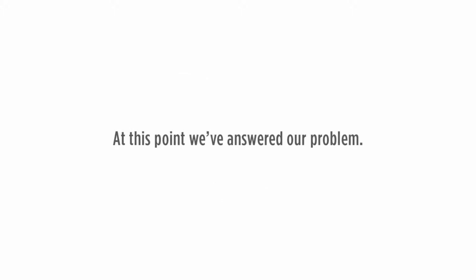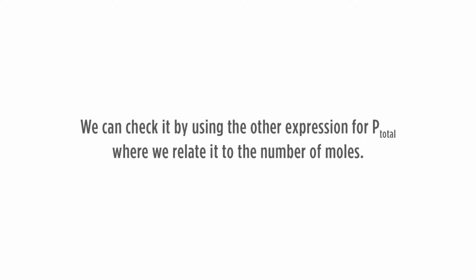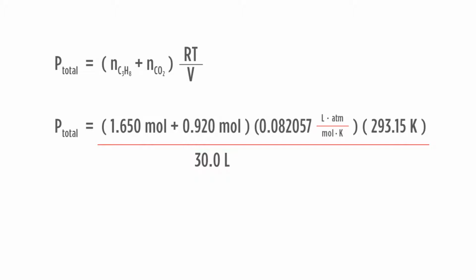At this point, we've answered our problem, but we can check it by using the other expression for total pressure, where we relate it to the number of moles. So we can take the values directly out of the question, 1.650 moles plus the number of moles of CO2, 0.92 moles, and we can put that in the formula: number of moles of propane plus number of moles of CO2, times RT over V. We plug all those values in, we do our calculation, again following significant figures, and we come up with a total pressure of 2.06 atmospheres.